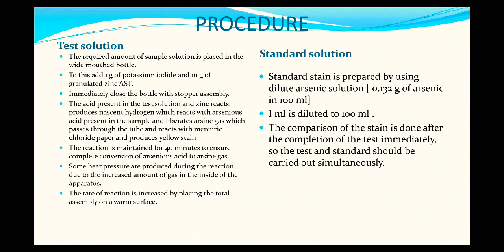Let's see the procedure for the standard solution. Standard stain is prepared by using dilute arsenic solution having a strength of 0.132 grams of arsenic in 100 ml. 1 ml is diluted to 100 ml. The comparison of the stain is done immediately after the completion of the test. So the test and standard should be carried out simultaneously.